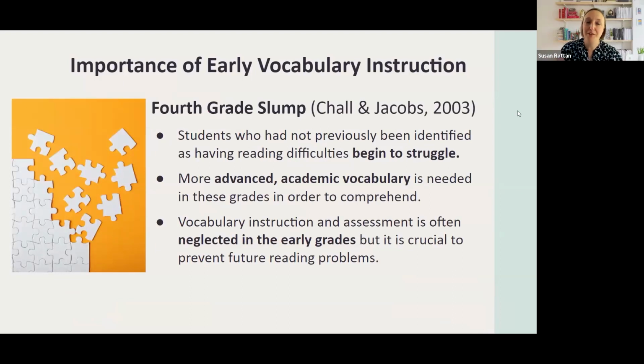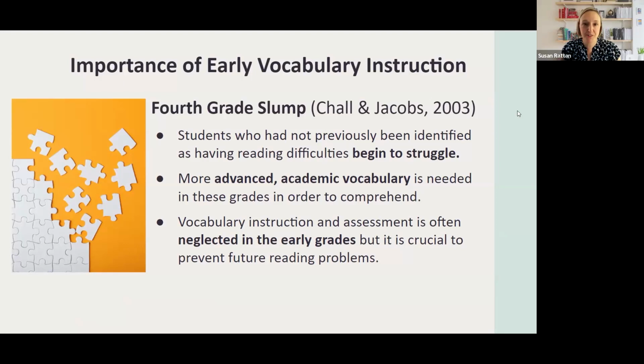Another phenomenon you may have heard of is the fourth grade slump. And this is where we have some students who seem to be doing fine with reading in kindergarten, first, second, and even into third grade. They haven't popped up as needing additional intervention for decoding or fluency. But when they get to around fourth grade, they start to struggle.